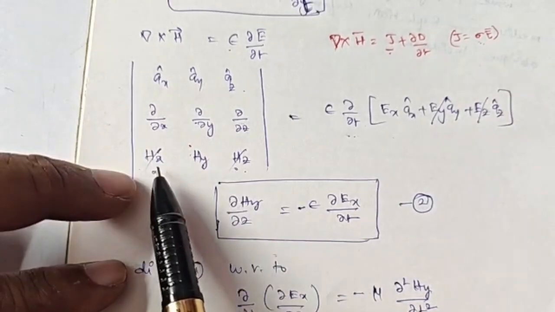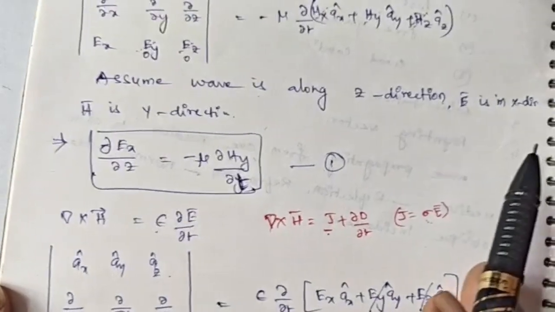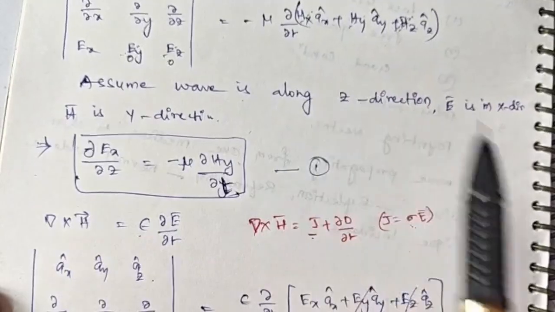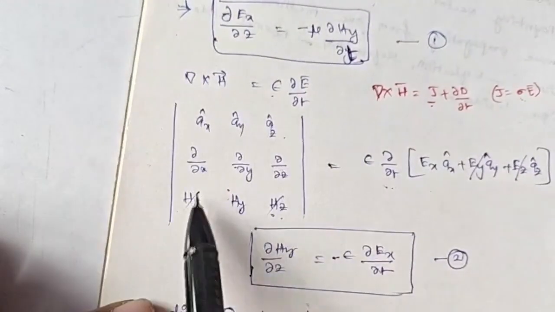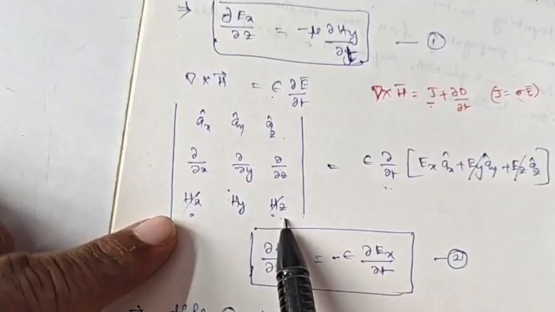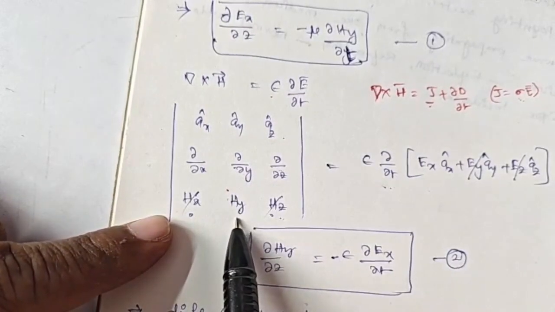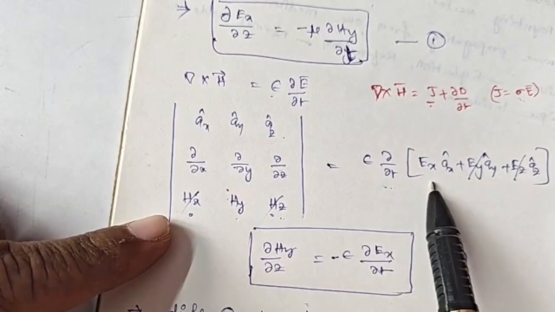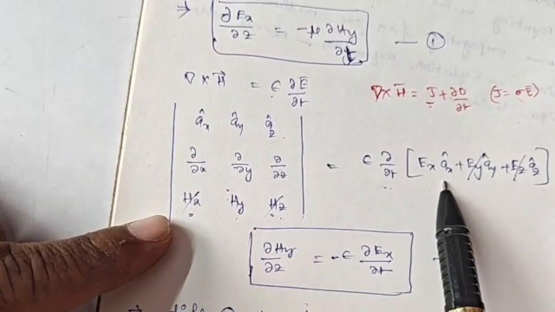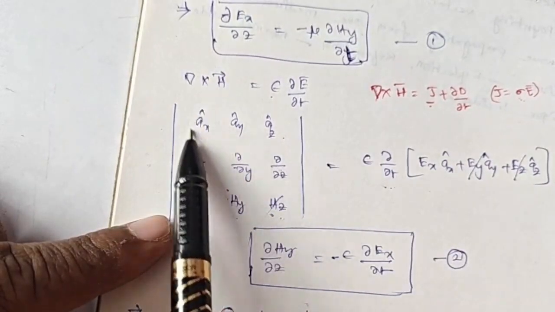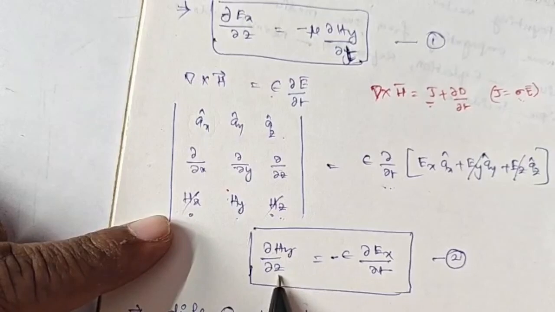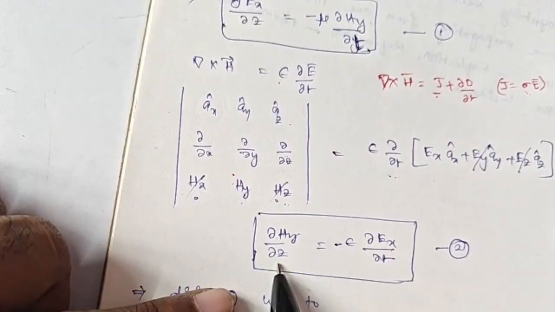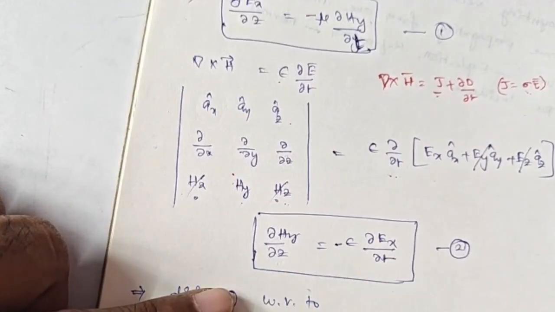Now by using the earlier condition that we assumed, the magnetic field is in the Y direction, the electric field is in the X direction, and the wave is along the Z direction. In that case, Hx will be 0, Hz also 0. Only the Hy component will be there. Here also Ey, Ez will be 0. The only component left is Ex, the ax component. So after expanding, only the ax component will be there, which is dou Hy by dou z, and here also the x component. Equating both, we will get dou Hy by dou z equal to minus epsilon dou Ex by dou t.